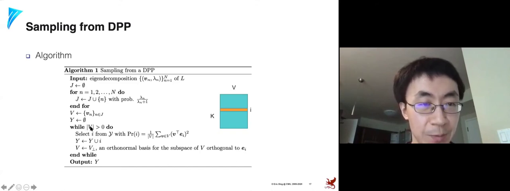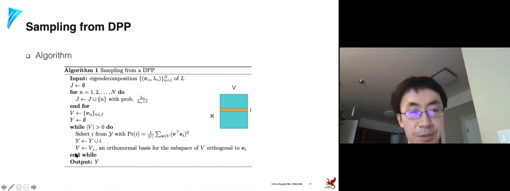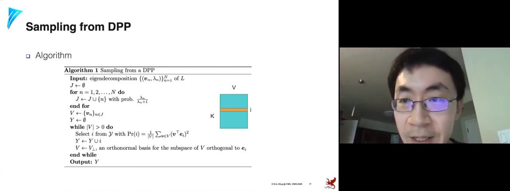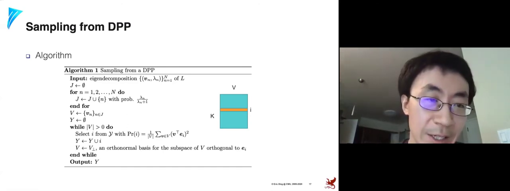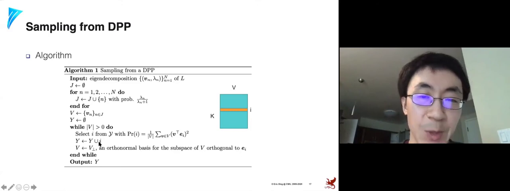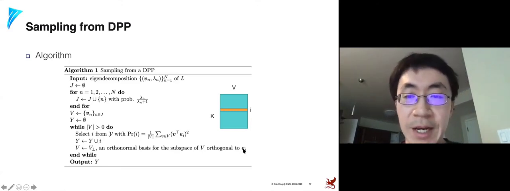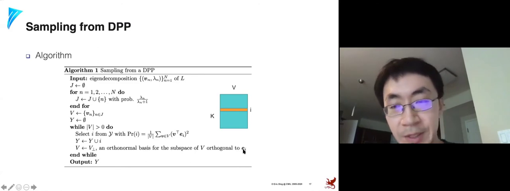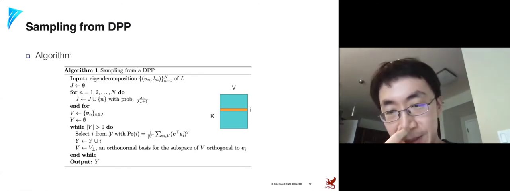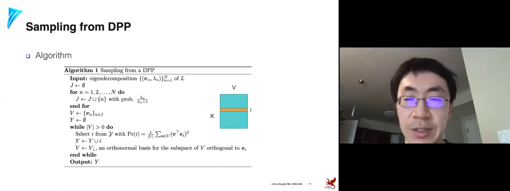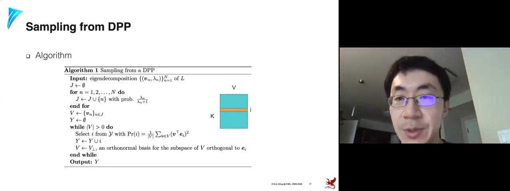Then we repeat this procedure until there are no elements in V, and in the end we select a subset of items. What is e_i? Let's say i is 3, then e_i would be a vector where the third position is 1, and in other positions the element is 0.